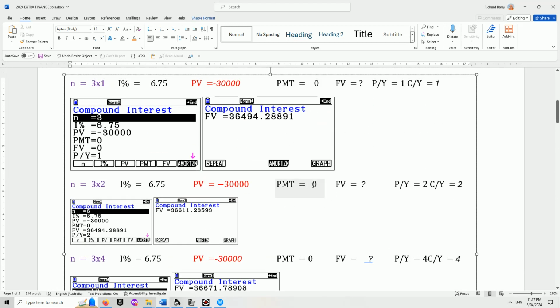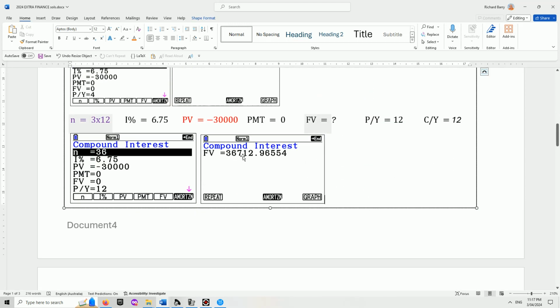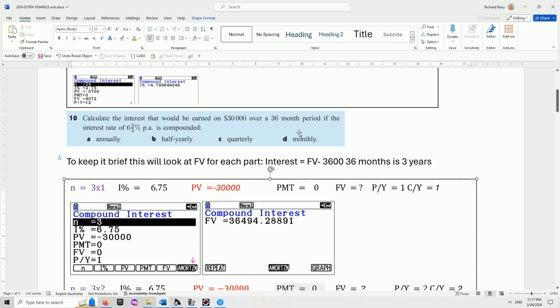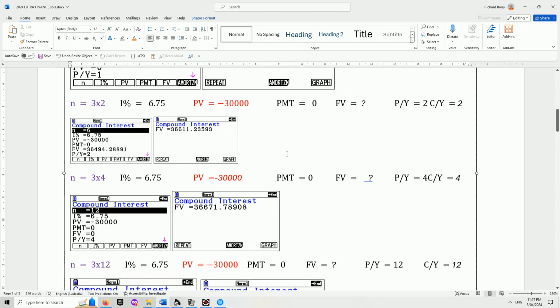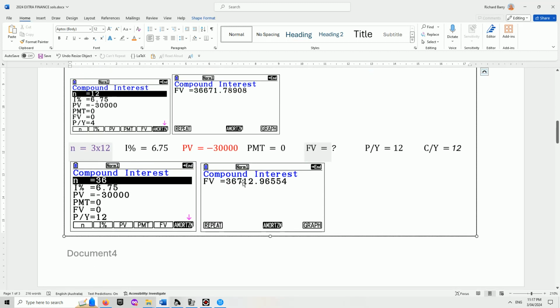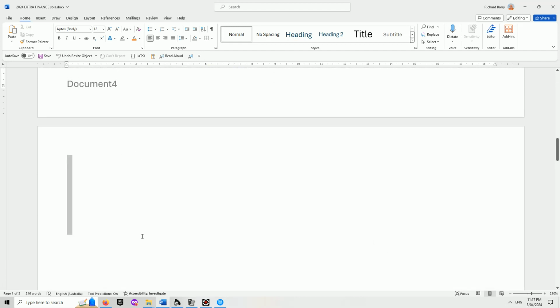So for this question, 36,772, take away the initial amount, so the interest is 6,712. So the answer here is the biggest interest happened with monthly compounding, and it was about $6,712 interest. Okay, that might be the end of section 1.